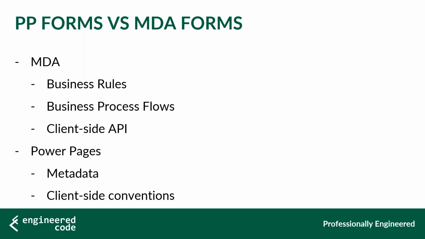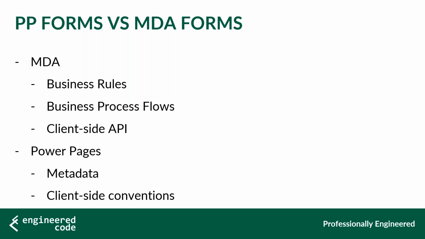And then in terms of the actual way that you can customize those using JavaScript, model-driven apps have a very specific client-side API. If you want to hide a thing, you never interact with the DOM directly. You go through this client-side API. Whereas with Power Pages, while we don't have business rules and we don't have business process flows, what we do have is this metadata. These metadata items that I'll be showing you are ways that you can enhance Power Pages forms that supplement or augment the capabilities that you get with model-driven app forms.